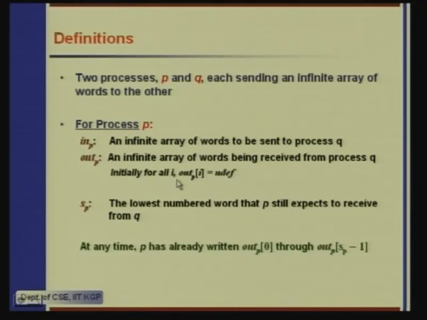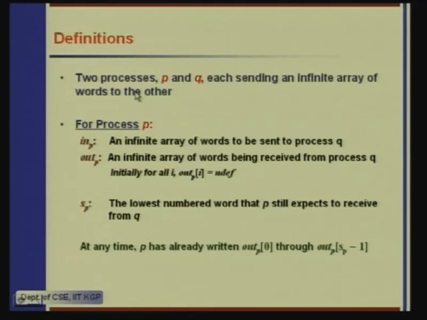Initially, for all i, out P i is undefined, because at the beginning of the protocol nothing has been received from the other side. So, all the entries of out P are undefined, and then as and when words are received from process Q, they are written into the array out P. When the ith word is received from process Q, it is written in out P i. SP denotes the lowest numbered word that P still expects to receive from Q.